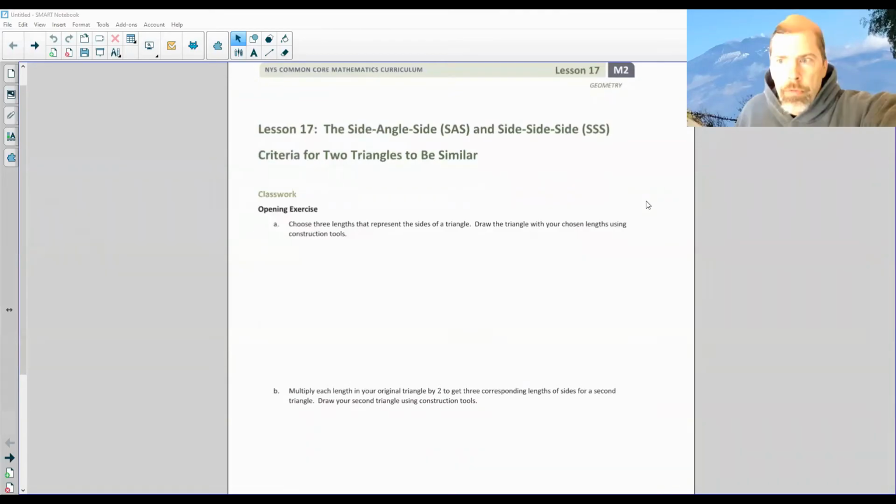Hello, hello, hello. Lesson 17, the side angle side, SAS, and side side side, SSS, criteria for two triangles to be similar, not congruent, similar. Okay, opening exercise. Choose three lengths that represent the sides of a triangle. Draw the triangle with your chosen lengths using construction tools.